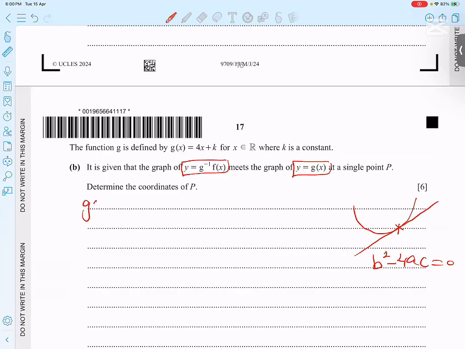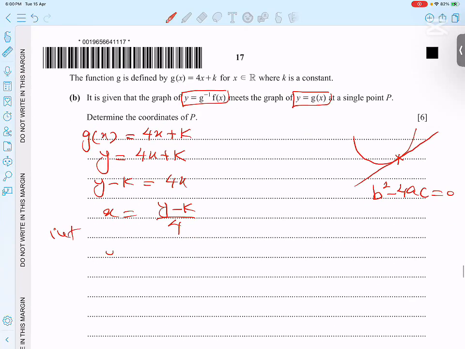And g inverse. So g of x is basically y = 4x + k. This is okay. I'm going to make x the subject. So I get x = (y − k)/4. This is the interchange: x becomes y and y becomes x. And this is g inverse.